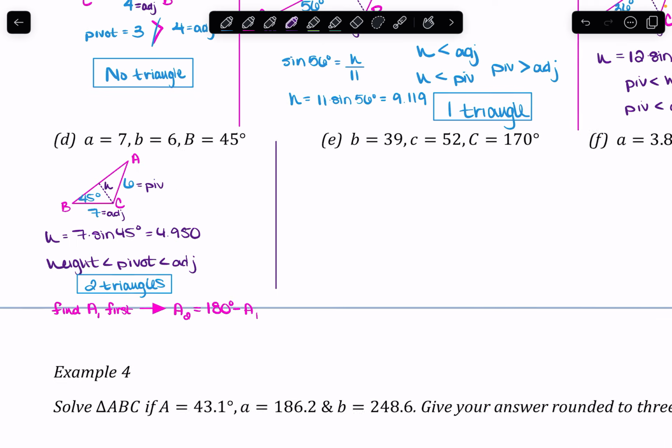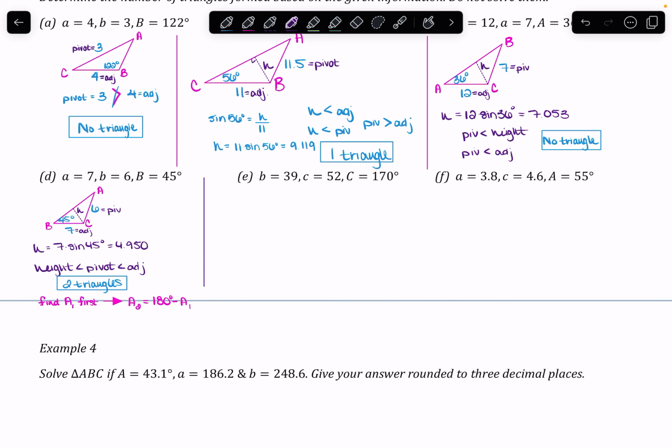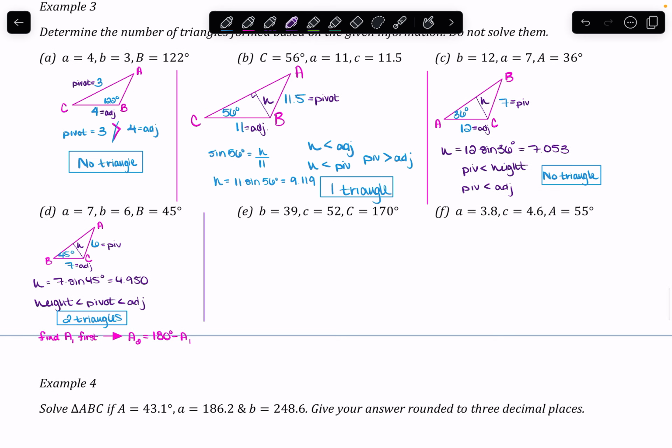All right. So I think we've done several examples here. I will fill out E and F on the completed notes if you want to look at those, but I think 4, determining the number of triangles, is plenty for the videos, just to shorten it just a little bit. So let's go ahead and jump down to the next example where we're solving the triangle.